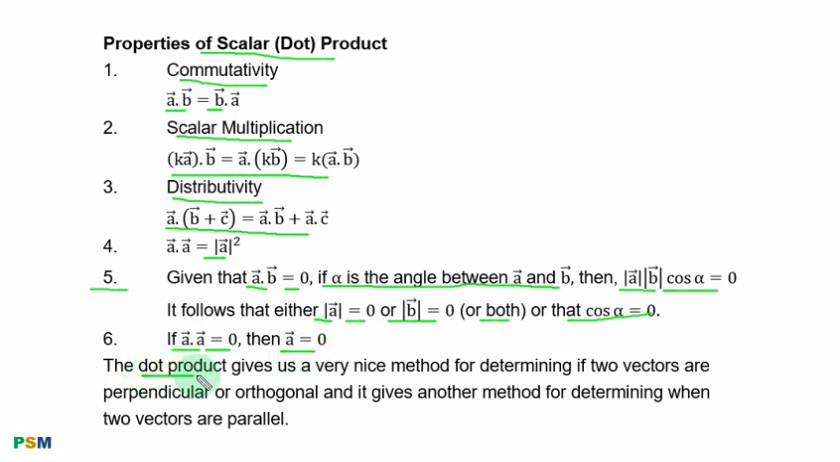The dot product gives us a very nice method for determining if two vectors are perpendicular or orthogonal, and it gives another method for determining when two vectors are parallel.